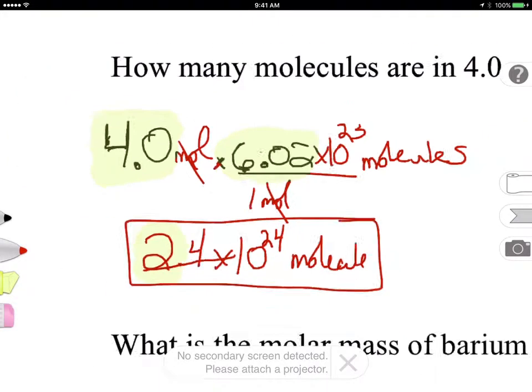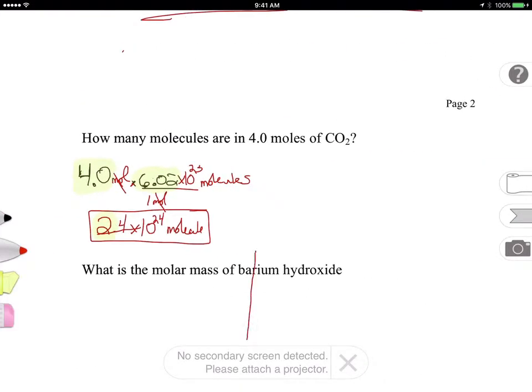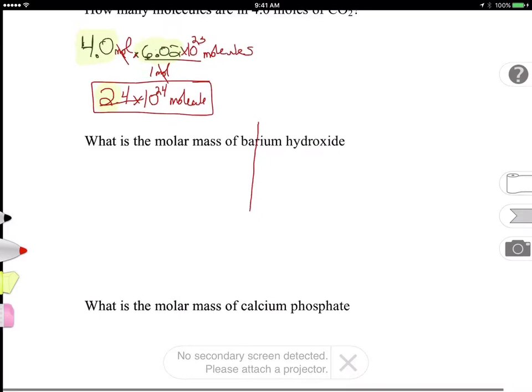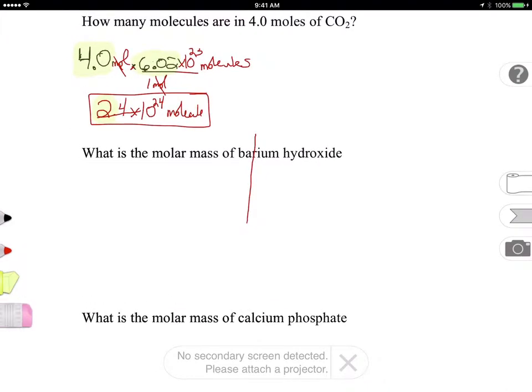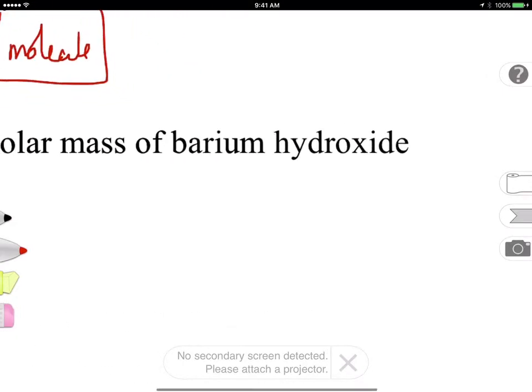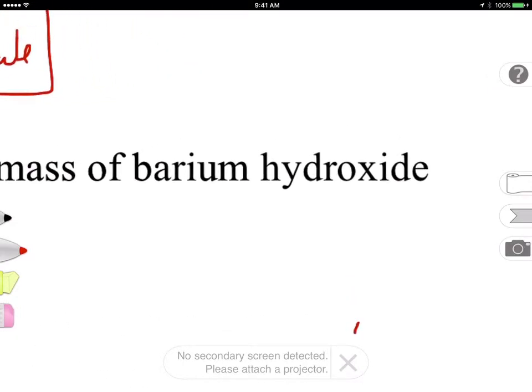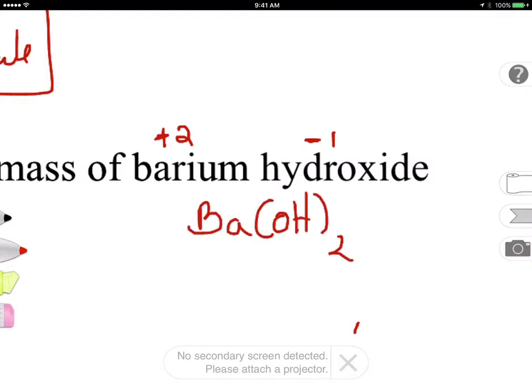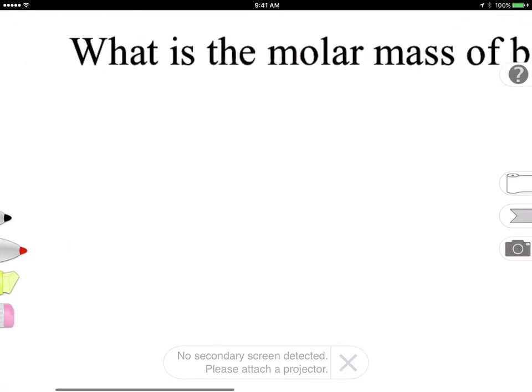Okay. Next part here, what is the molar mass of barium hydroxide? First thing that you need to do in order to figure this out is you need to know the actual formula for it. And this is what we just talked about. Barium is a +2 charge, hydroxide is a -1, and so we're going to get Ba(OH) with a 2 on it. Okay, so now I go to my periodic table.